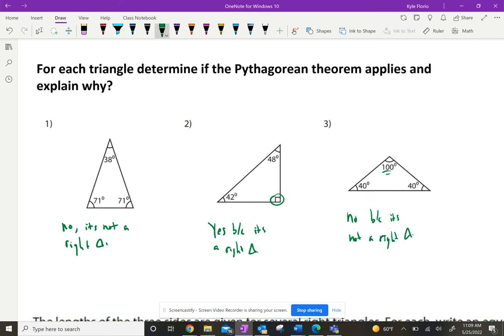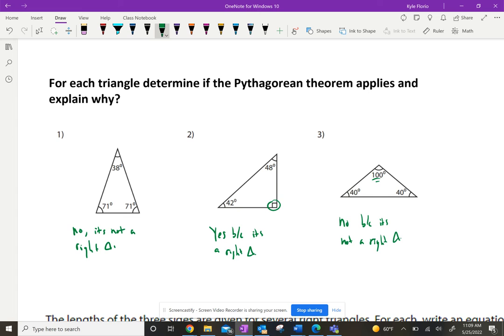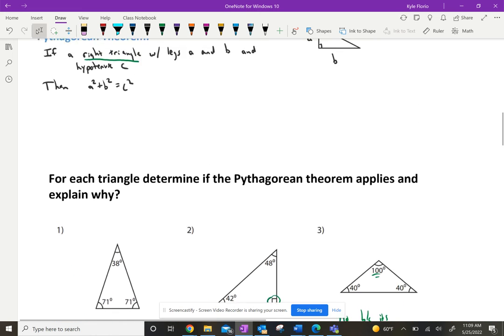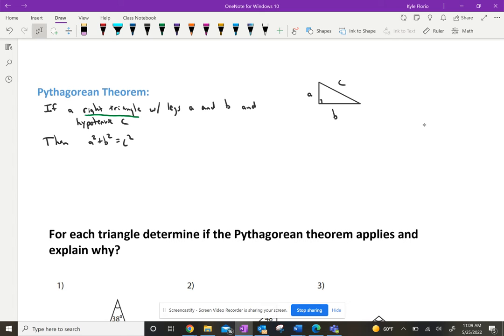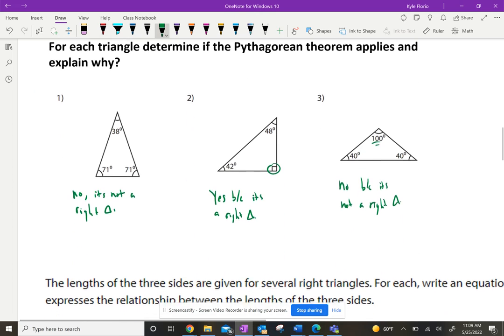Right. So make sure we're writing this down as we're going. And if you need to stop, pause the video, feel free. If you need to rewind it, feel free. But again, we need a right triangle. And if I call the legs A and B and the hypotenuse C, then the sum of the squares of the legs, A squared plus B squared, has to be the square of the hypotenuse.